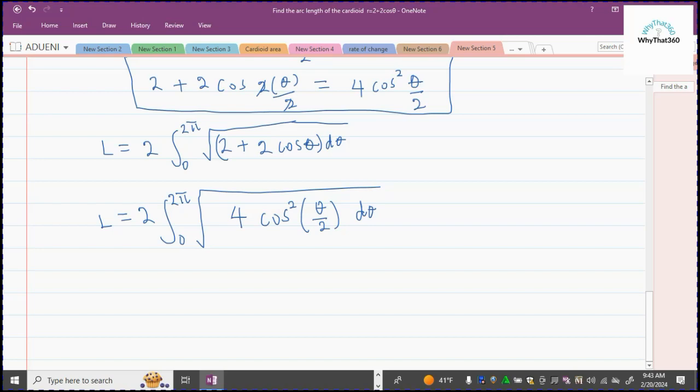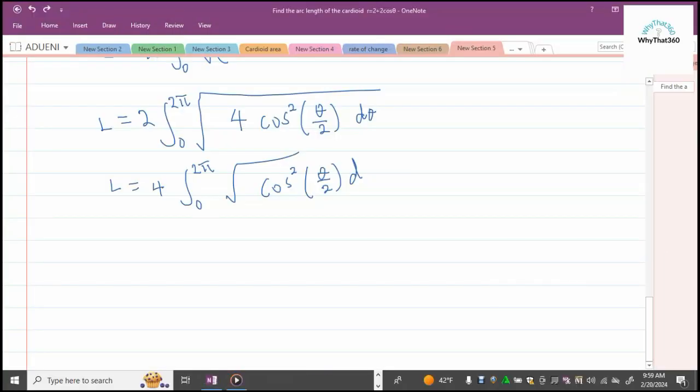At this point, we have 4 in the radical sign, and we know the square root of 4 is 2. We can also factorize that one out. I'm going to shorten it and skip some steps. This root 4 here is 2, and multiplying by this 2 will give us 4 times the integral from 0 to 2 pi of the square root of cos squared theta divided by 2, d theta.